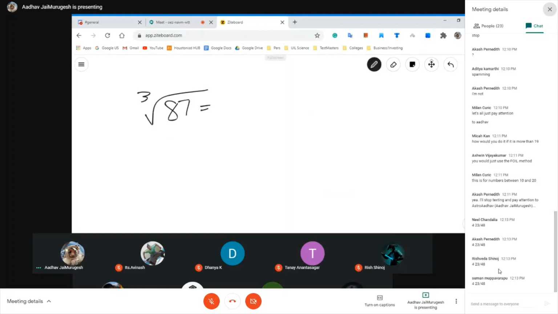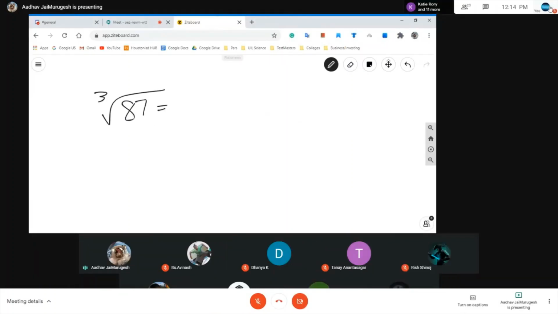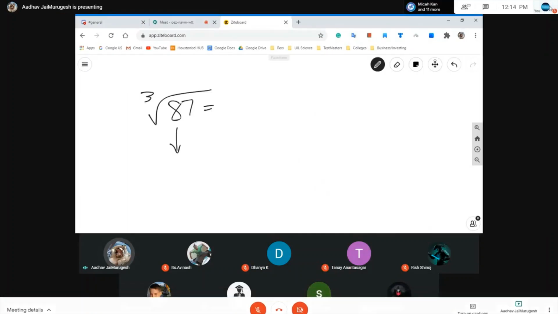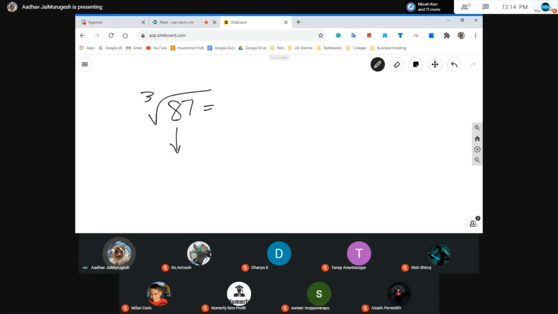Okay, so let's see how to actually do this. The first couple of steps are going to be the same as the one that we did for the square root. You're going to always find the perfect cube below 87. So that's going to be the cube root of 64, which is 4, and that's going to be the whole number part of the answer. I'm going to write it down over here.